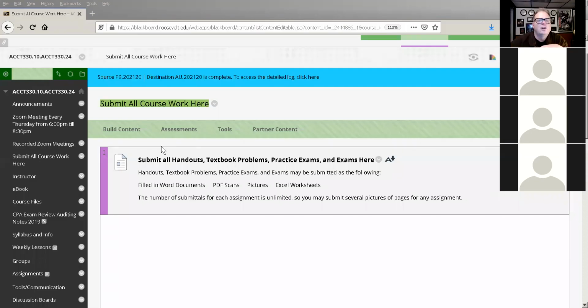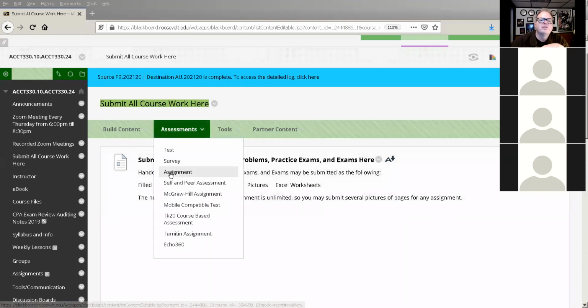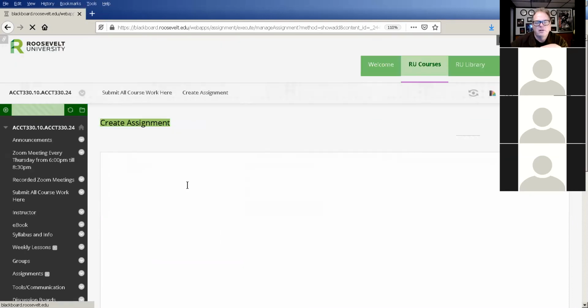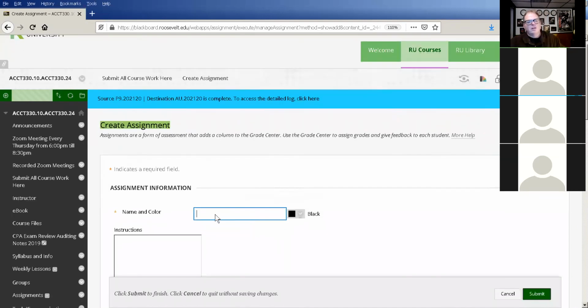Whatever you have, you can take pictures of it. However you turned it in, it's fine with me. And then in Blackboard, submit all coursework here. This is where I will actually put these in. I'll show you how you put them in just for fun.